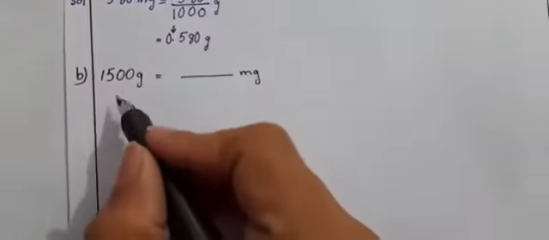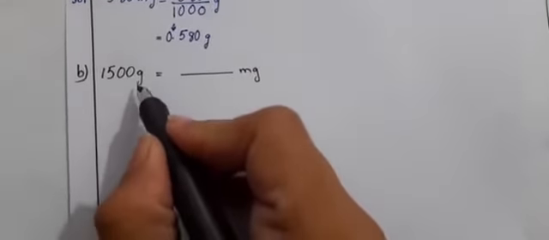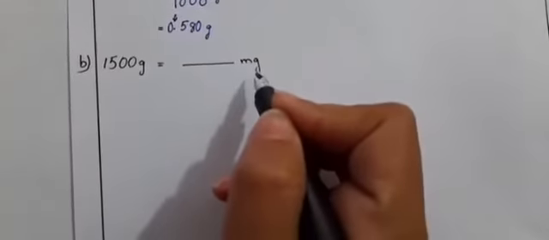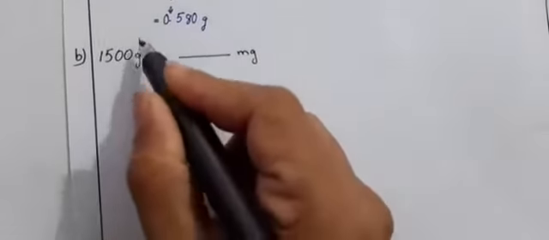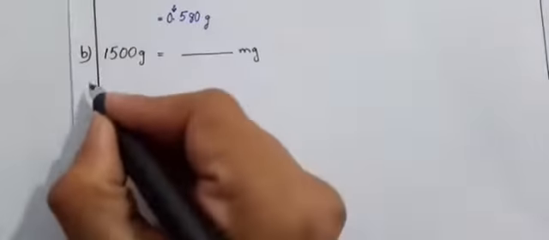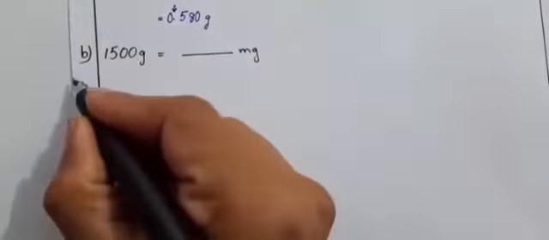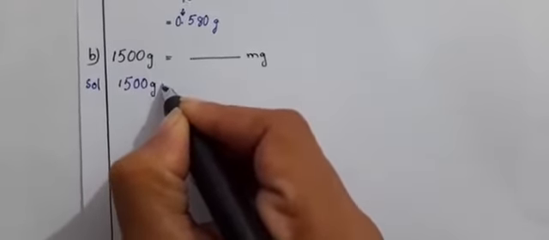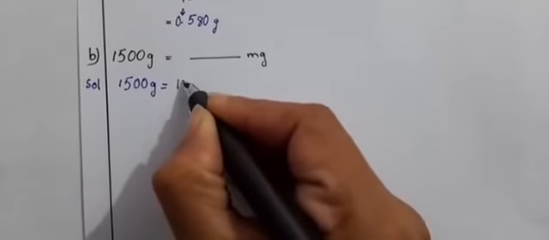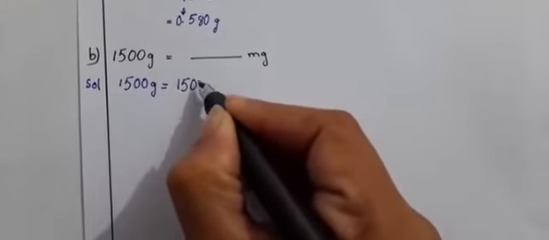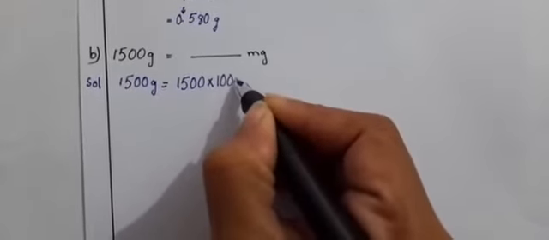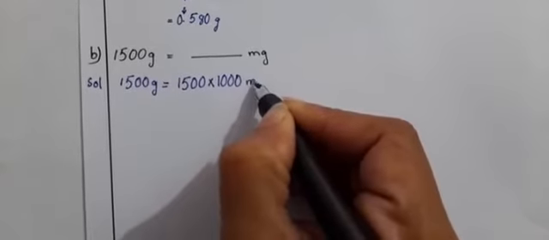Moving toward part B. In part B they are saying there are 15,000 grams. We have to convert it into milligrams. Gram is the bigger unit, milligram is the smaller. So we are moving from bigger to smaller, so we are going to do multiplication. Very good boys. What I will write? I will write 1500 grams equals to 1500 multiplied by 1000, and now it will be milligram.